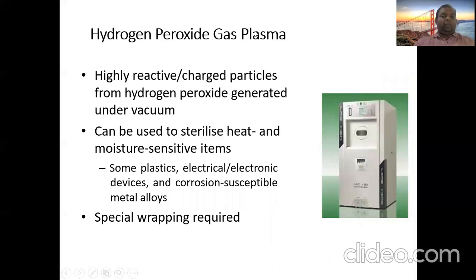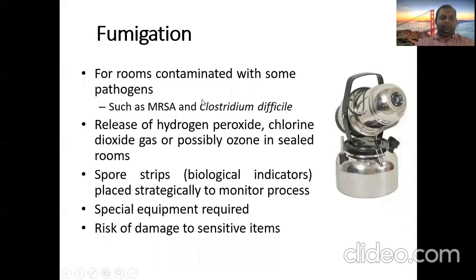Hydrogen peroxide gas plasma is used nowadays. It's the fourth state of matter: solid, liquid, gas, and the fourth state is plasma. Here we produce the plasma state, with hydrogen peroxide gas in plasma state. So it's highly reactive and acts very promptly at low temperature. There are dedicated instruments for that, and we use it for sterilization of catheters.